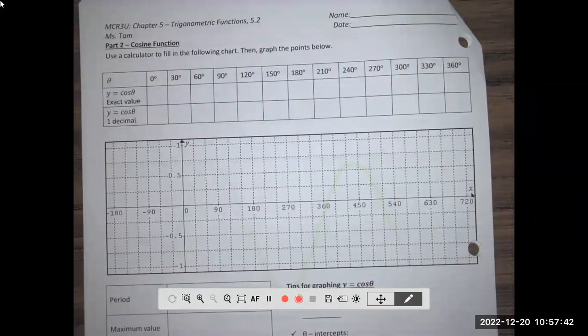After what? Quadrant number 2 and quadrant number 3. So just make sure that quadrant number 2 and 3, you're writing in those values as negative. Okay, whenever you're finished with the chart, you can start graphing.